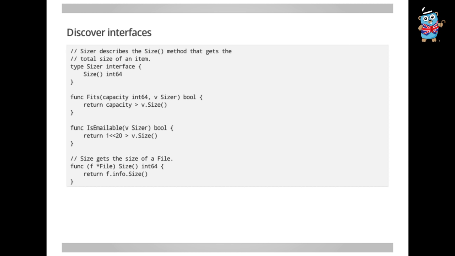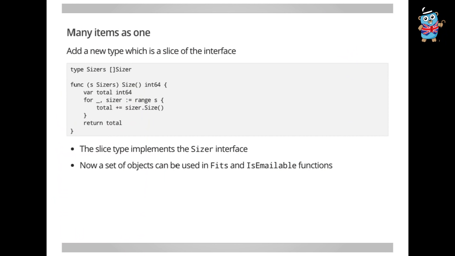And I have a couple of functions where we could use that. So there's a fits one where we pass in a capacity and the object and say, does this fit in this capacity? And we also have is emailable. So this is, can I email this item? And it's going to make that decision based on its size. And then there's a sample implementation on this file type that has a size which gets it from the info. So you can see that it's quite easy to implement this interface.